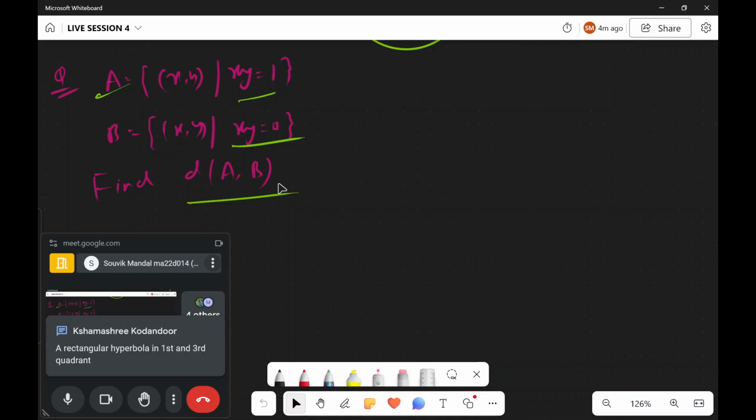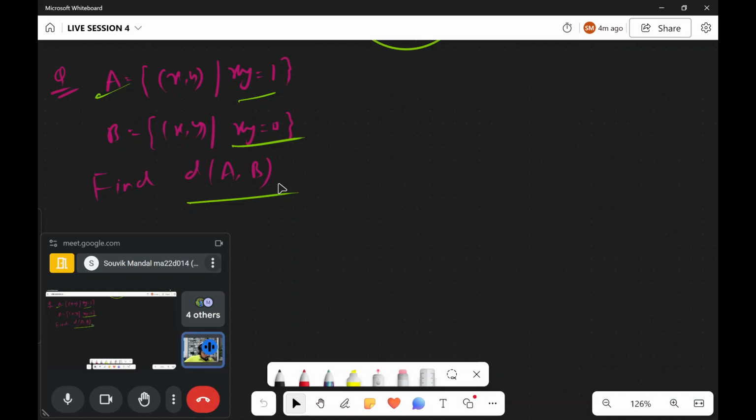Correct. So yeah, whatever she said is correct. So this is the rectangle in the first and third quadrant. So now, at least you have some graphical representation of A and B. Now try to figure out the distance between A and B.